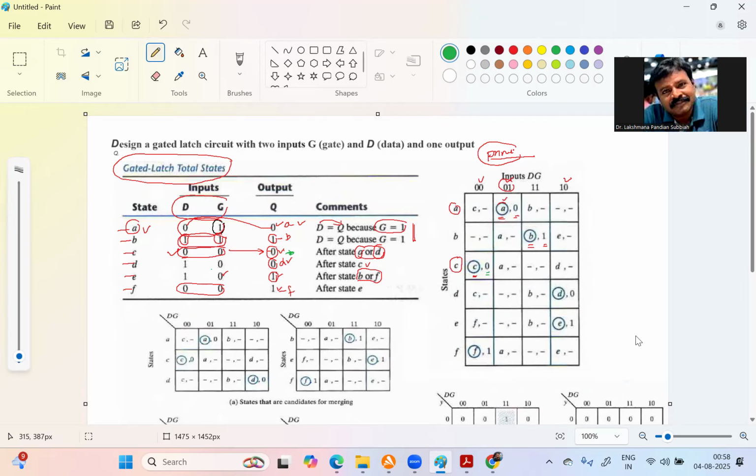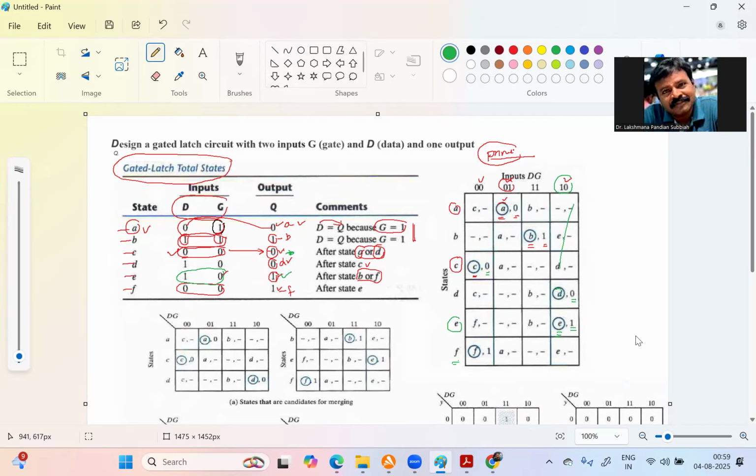Similarly for D, D is 1, 0. So in that 1, 0, you have to fill this table with D and put the corresponding output. Similarly for E also, E is here 1, 0. So you put E at 1, 0 and the output is 1. So you put it here as the output.